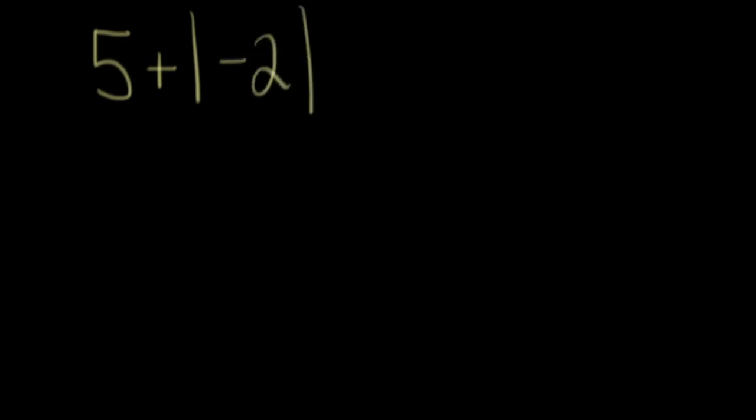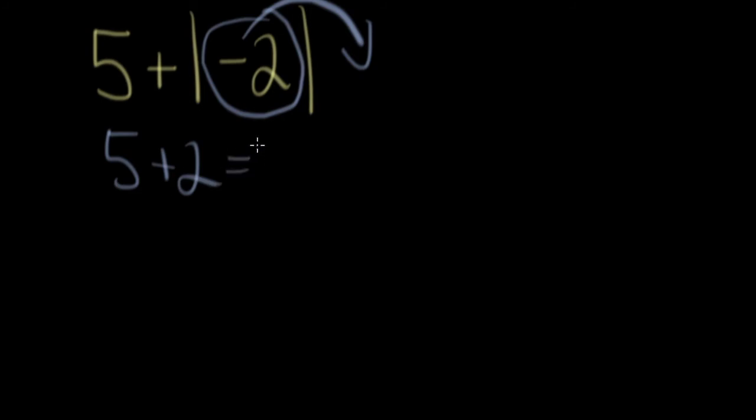So remember, for absolute value, it's the distance a number is from 0, and you do all the math inside the absolute value bars before that number jumps out and magically, ding, becomes positive. So this is already done for you. When it jumps out of the bars, it becomes 2. So this just becomes 5 plus 2, which is going to be 7.